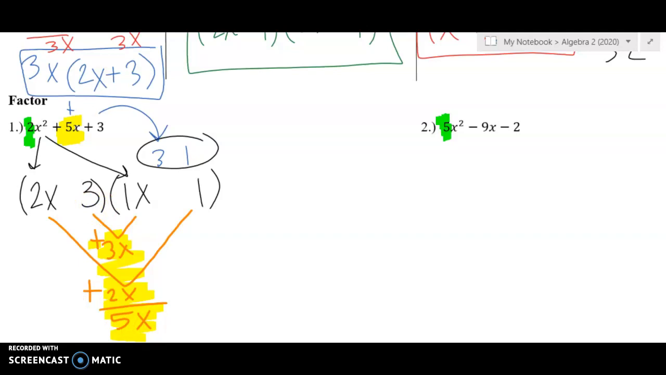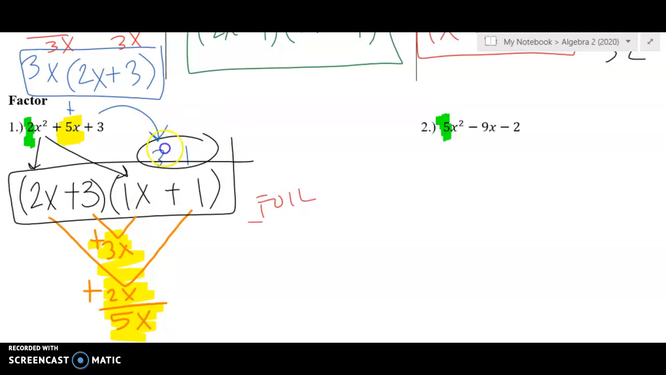So what you need to do then is backtrack here and say if this needs to be a positive 3x, then the 3 has to be positive. And if this needs to be a positive 2x, then the 1 has to be positive. And that is how you would get your work. And this orange part down below is how I checked it. If you're still just not quite sure and you want to check this even further, you can FOIL it.